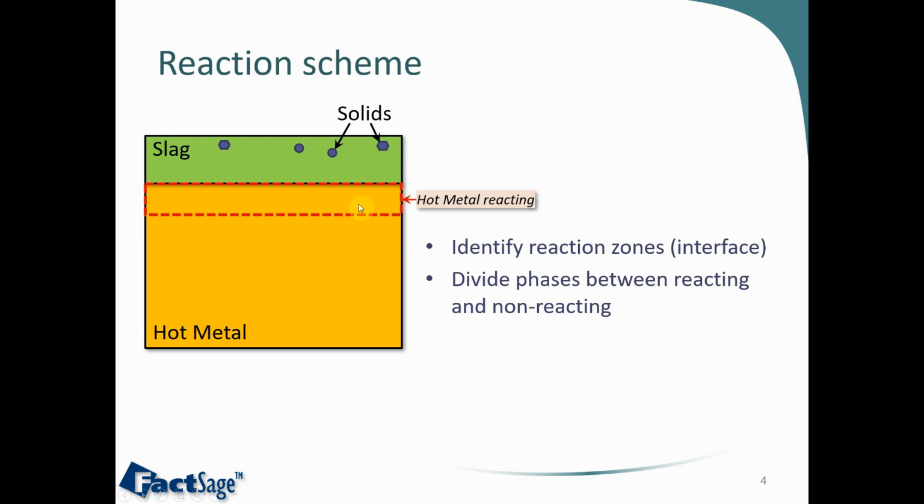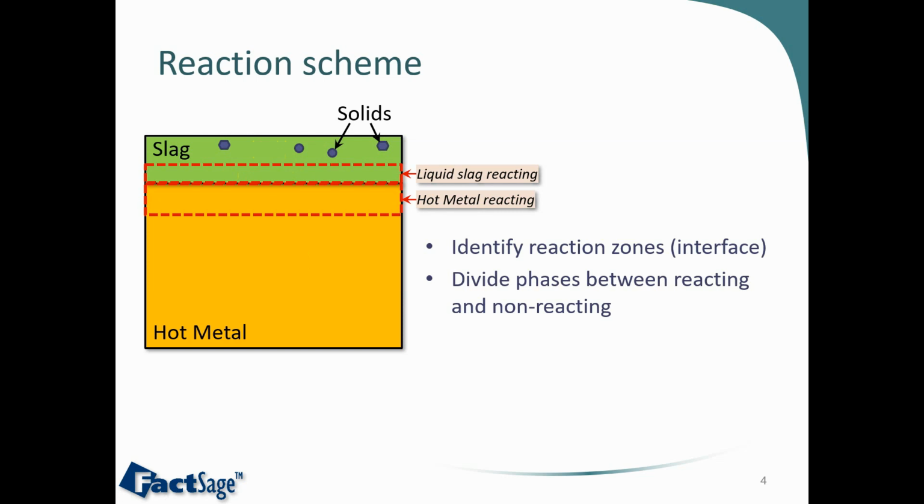This is the hot metal reacting. The rest of the metal is far from the interface and won't be in contact with the liquid slag during that time, so it will remain unchanged. Similarly, we define a volume or mass of liquid slag near the interface that can react with part of the liquid metal within a certain time. This will be the liquid slag reacting. The rest of the liquid slag here is too far from the interface and won't have the opportunity to react within that time, so it will remain unchanged.